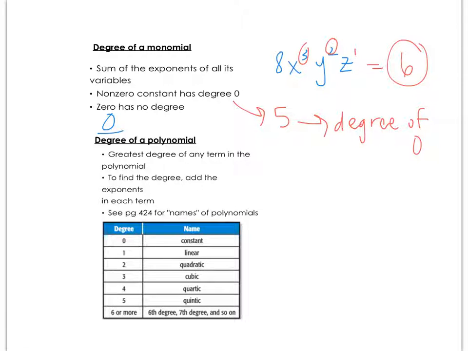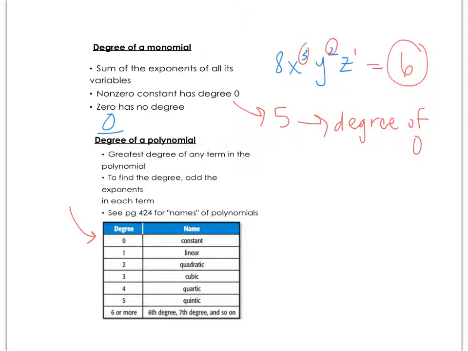Now, for the degree of a polynomial, this is a little bit different. We need the greatest degree of any term in the polynomial. To find the degree, we add the exponents in each term, similar to the degree of a monomial. And see page 424 of your textbook for the names of polynomials, which I have listed here in the reference table that we'll come back to often.